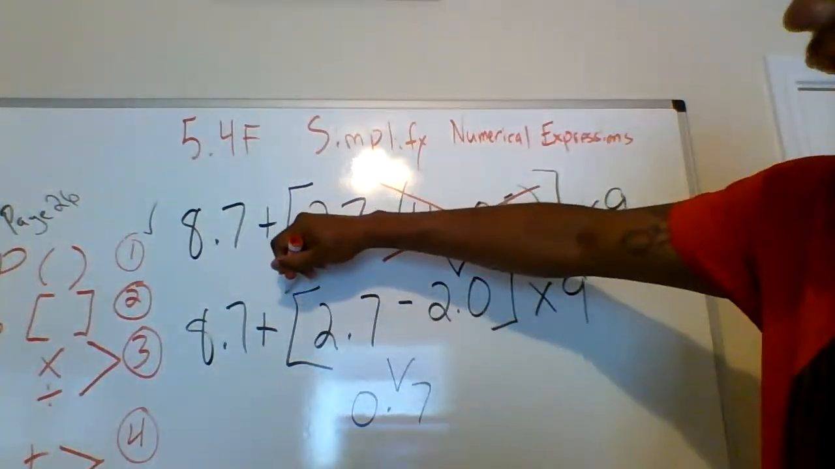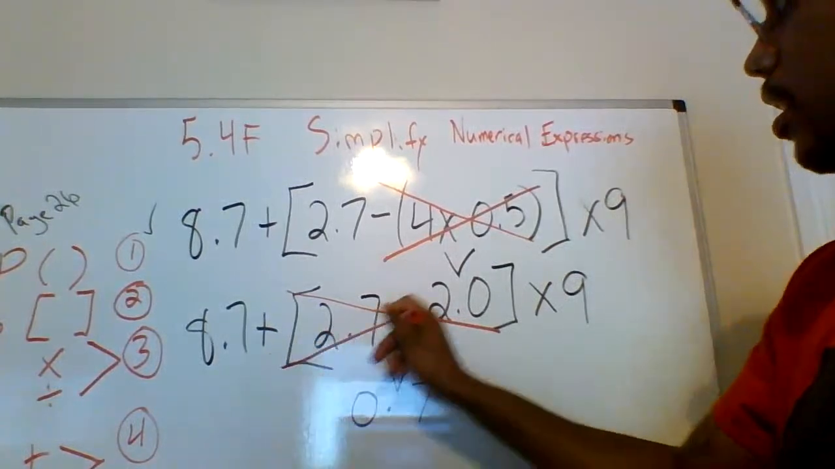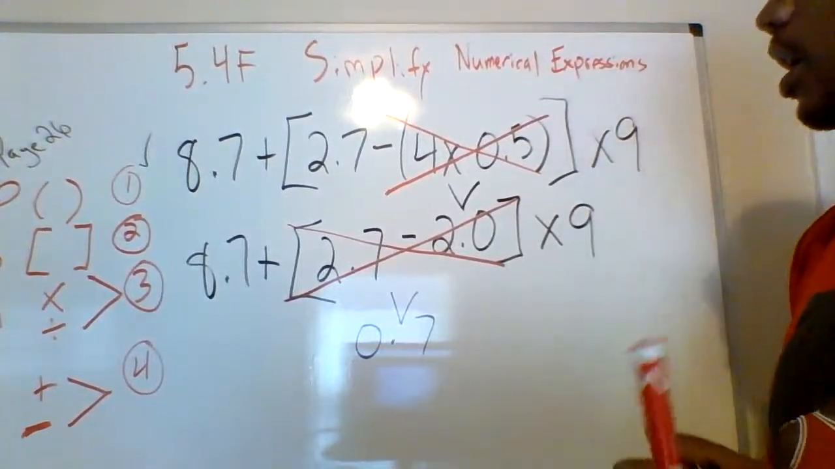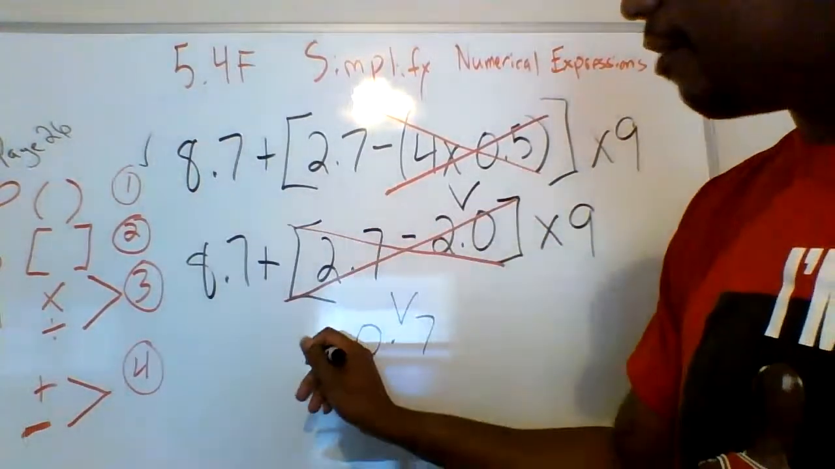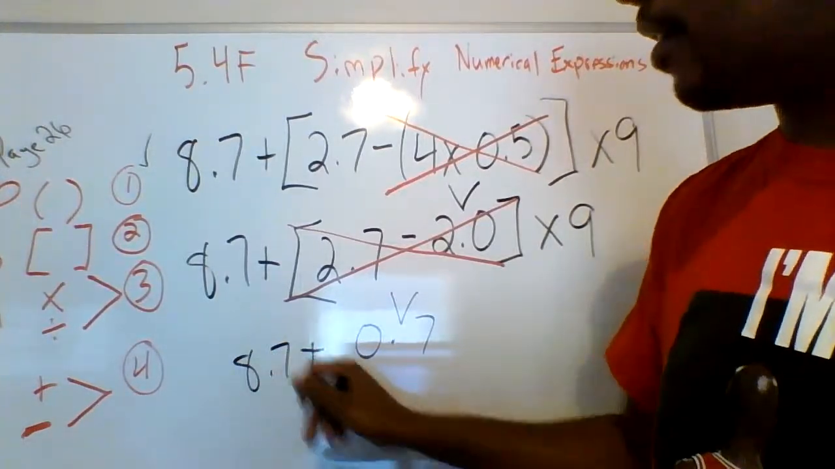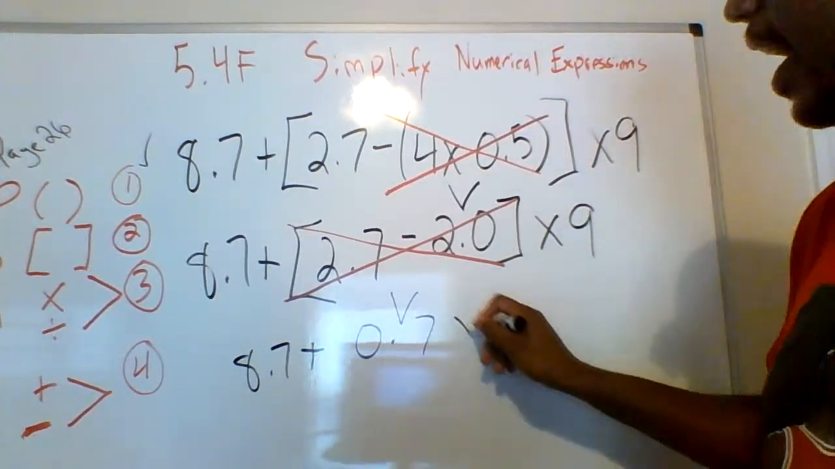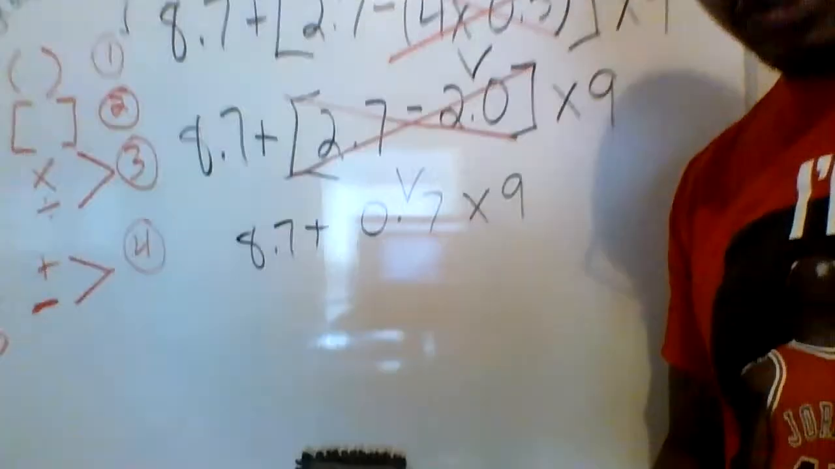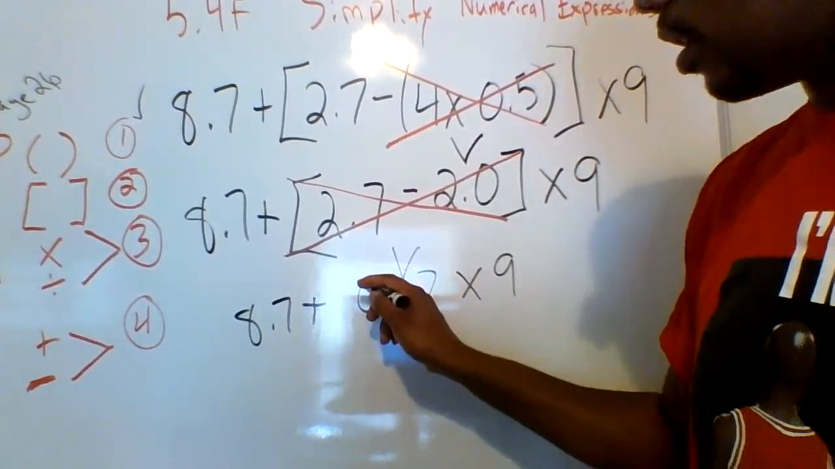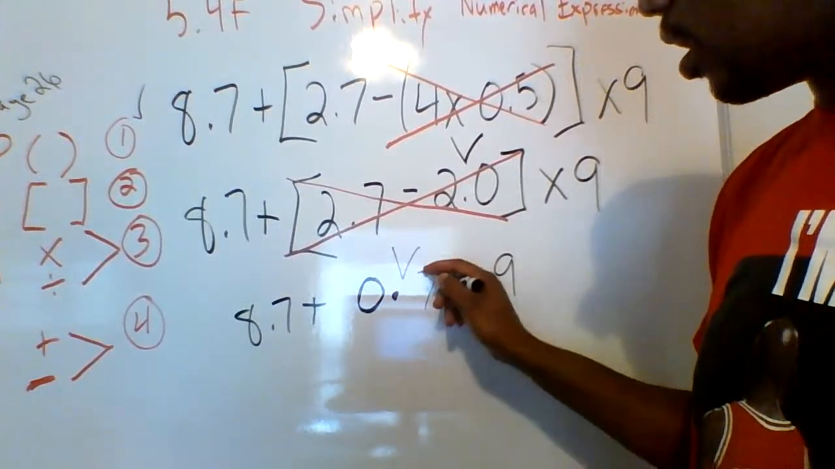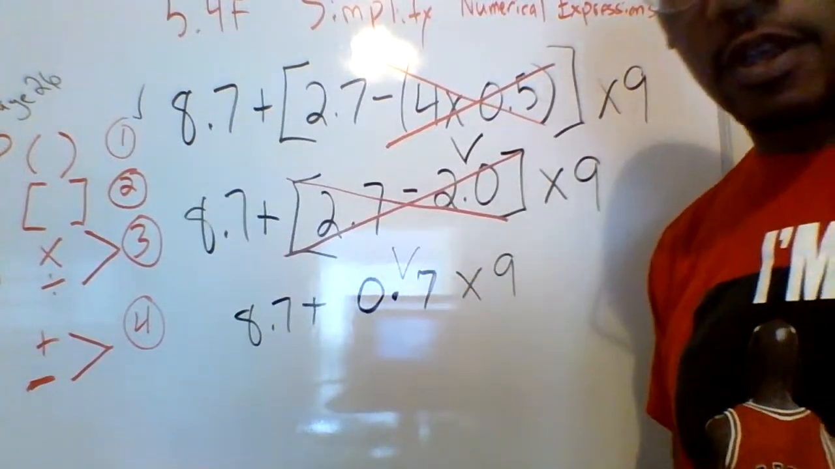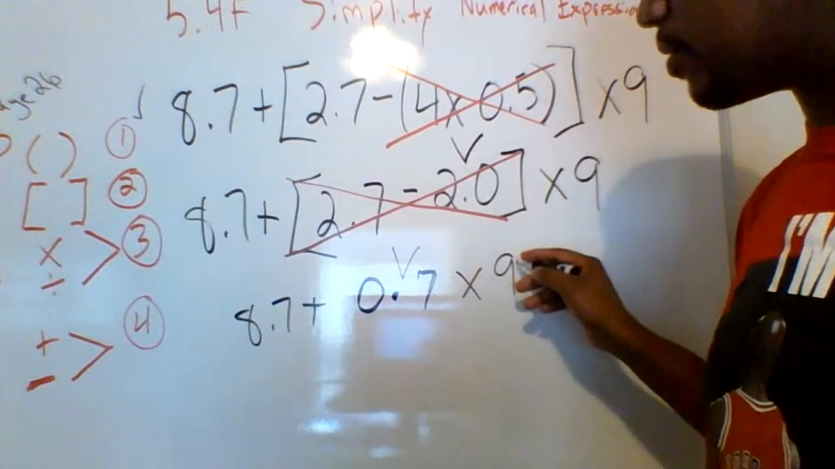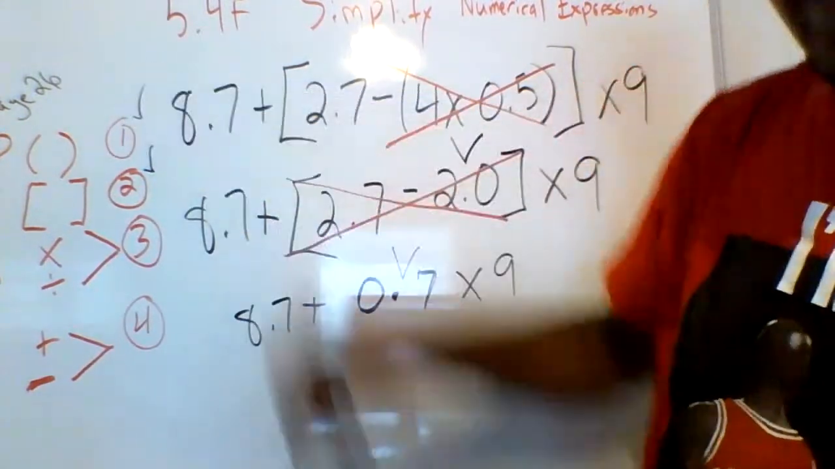Now, I have solved the entire bracket, so I don't need the bracket anymore. Now, in front of the bracket, I have plus 8.7, and behind the bracket, I have times 9. I know it has a little glare, but that's a 0.7. Now, I'm left with 8.7 plus 0.7 times 9. So I have no brackets left, so that's step 2 gone.